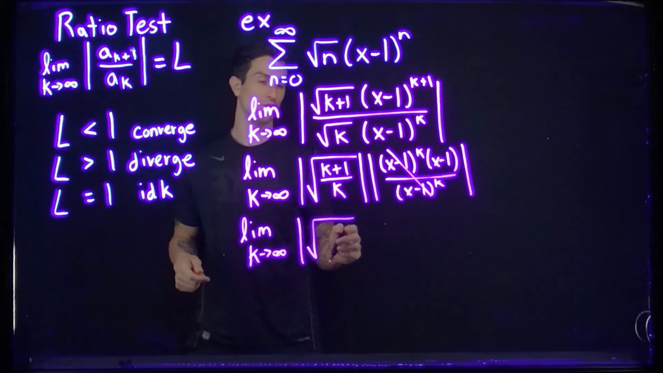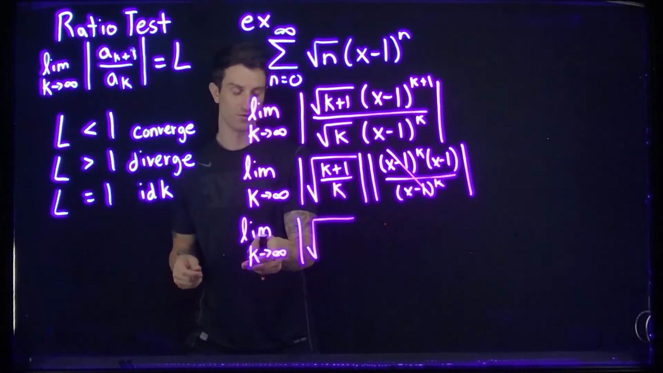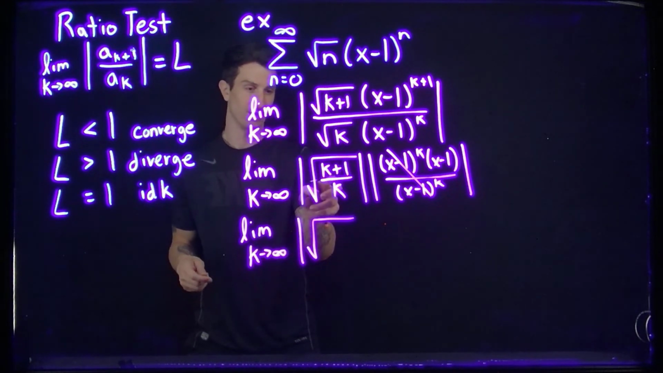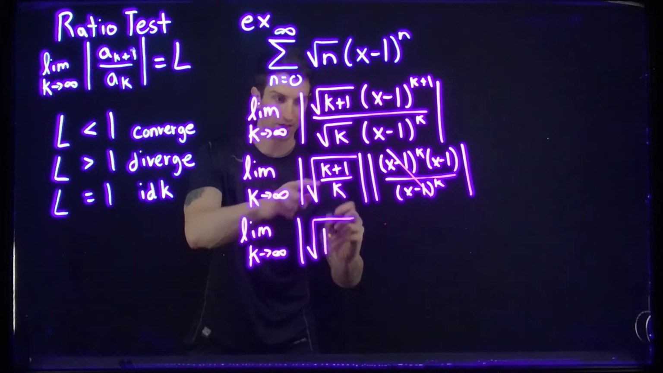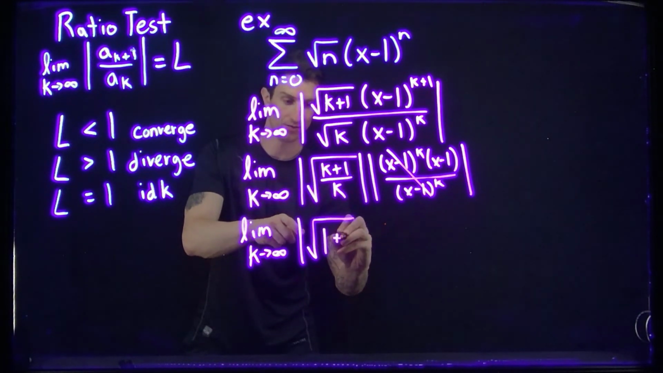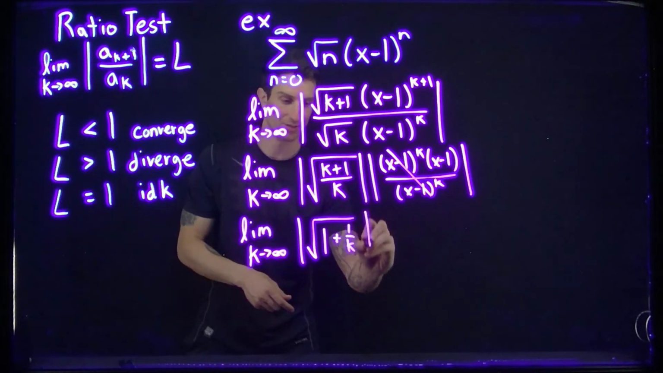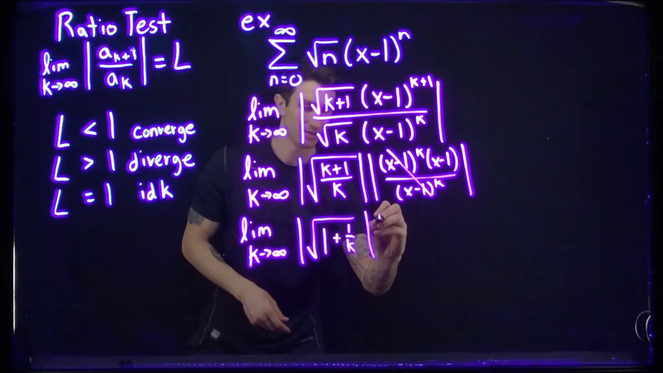Before we move forward, let's make this a little bit easier, because in the future we're going to have to take the limit here. So let's distribute this k to each piece. So k over k is going to be 1 plus 1 over k. I just simplified this, because now when we take the limit it will be a little bit easier. And this over here is just x minus 1.